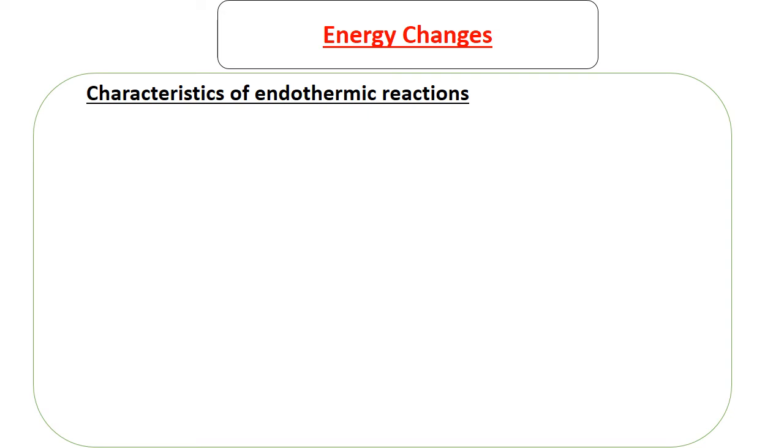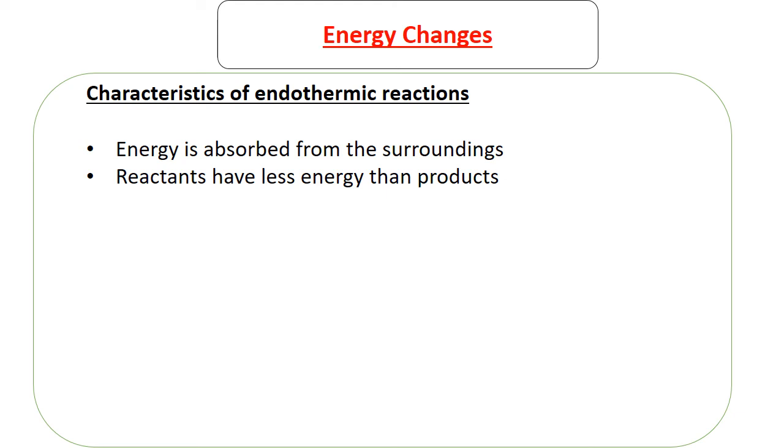So here are some characteristics of endothermic reactions. The first is energy is absorbed from the surroundings. Okay, for this reaction to occur, it has to steal energy from the surroundings. The second is reactants have less energy than products. So if reactants have 20 joules, when that energy is absorbed, the products are going to have that energy as part of them. So they are going to have a higher energy. The change in enthalpy is positive.